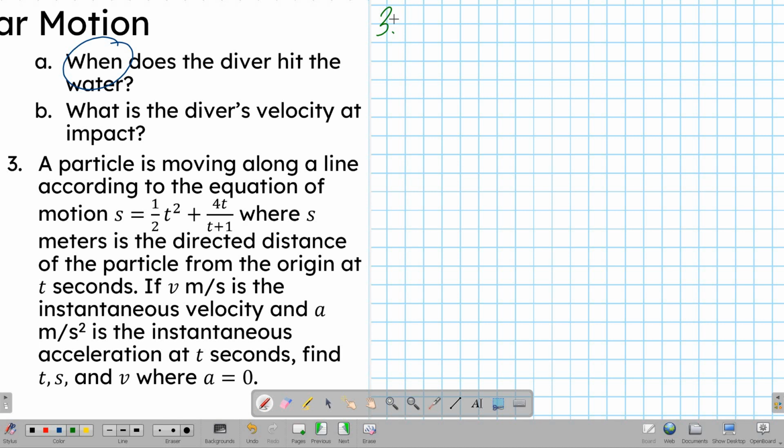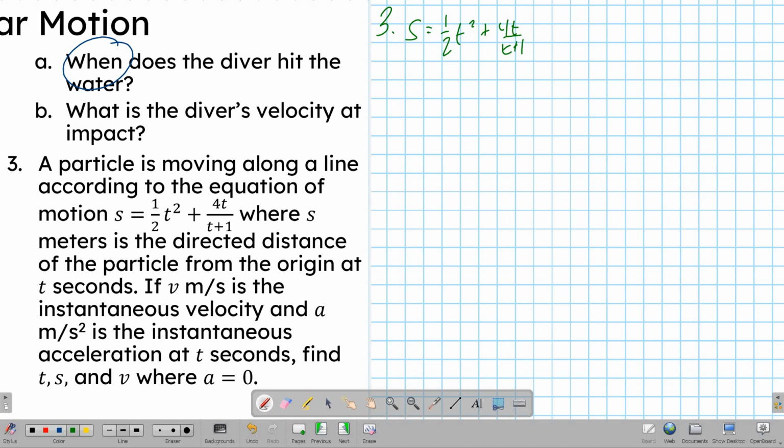For number 3, we are given the problem. A particle is moving along a line according to the equation of motion s is equal to 1/2 t squared plus 4t over t plus 1, where s meters is the directed distance of the particle from the origin at t seconds. If v meters per second is the instantaneous velocity and a meters per second squared is the instantaneous acceleration at t seconds, we're asked to solve for the values of t, s, and v where a is equal to 0.